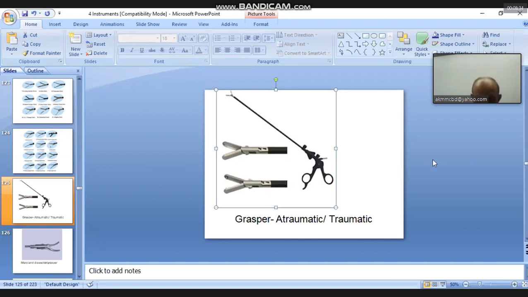Actually, this grasper may be traumatic or atraumatic. When it is atraumatic, there is no tooth. You see, in this one, there is a tooth here, and this is traumatic. There is no tooth here. This is atraumatic. And you know where we can use the instrument with tooth. When the tissues are hard, which cannot be held with a smooth instrument, then we want to use the instrument with tooth, or traumatic instrument.